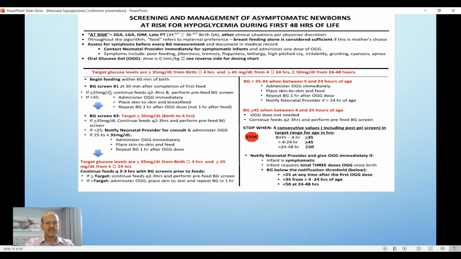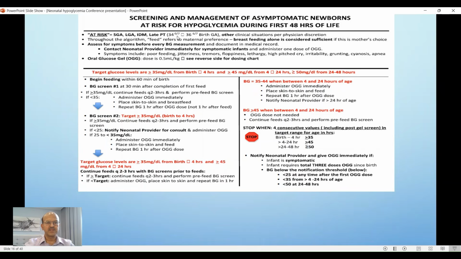So begin feeding, initial screen, so the target we discussed, and according to the timing of discontinuation. So stop when 4 consecutive readings, including the post-gel screen, according to this target. And if the baby has need for 3 oral glucose gels and it's still in the lower limit, you have to inform the caretaker for IV glucose. That is, the baby needs an ICU treatment.